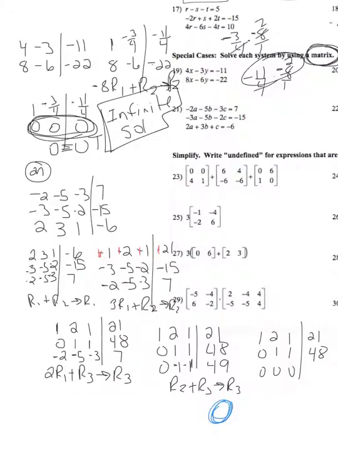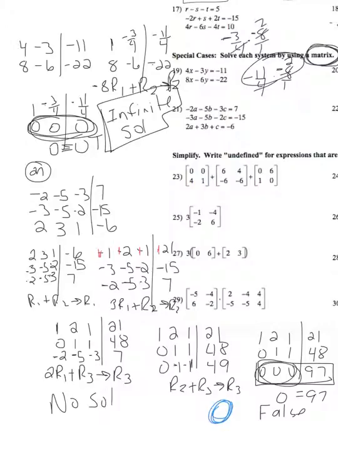48 plus 49, 97. And right here's what's false. Right there we have 0 equals 97 because all the variables went away. That is false. Therefore, no solutions. As soon as we get something false, it's no solution. And that's number 21.